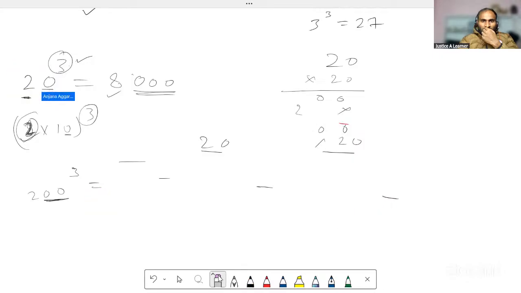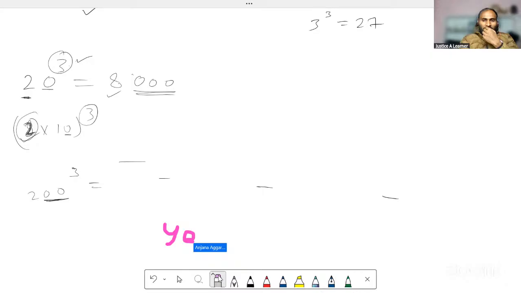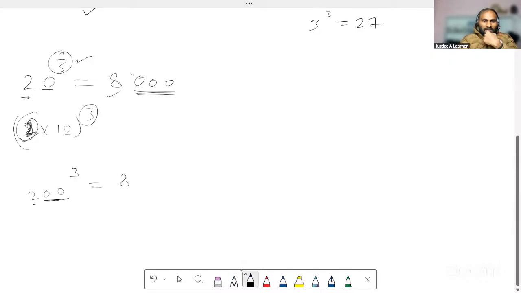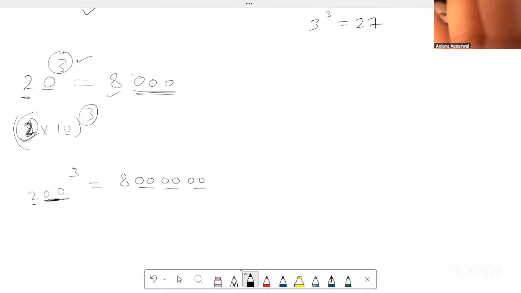Now listen to me. This may apply to all, even if you are writing like 200 to the power 3. If I want to find the cube of this, I will write the cube of 2 is 8. And how many times will two zeros be written? 3 times. So 1, 2, 1 pair, 1, 2, 1 pair, 1, 2. So total 6 zeros. Why? Because this is the pair, 0. So 0 will be repeated according to this power.